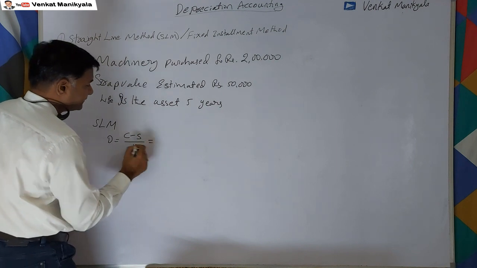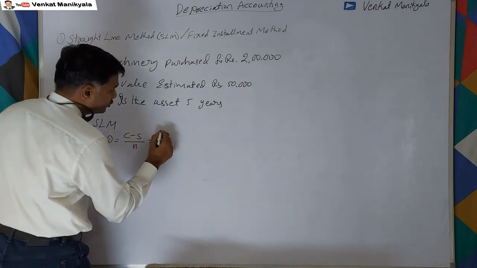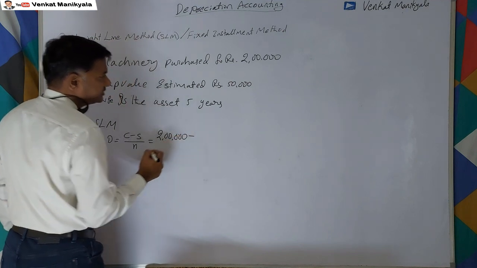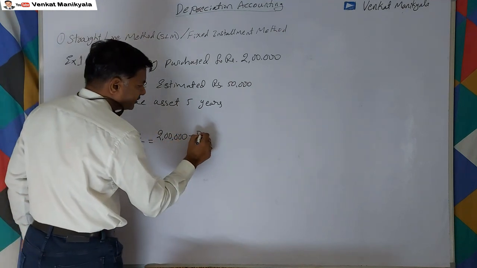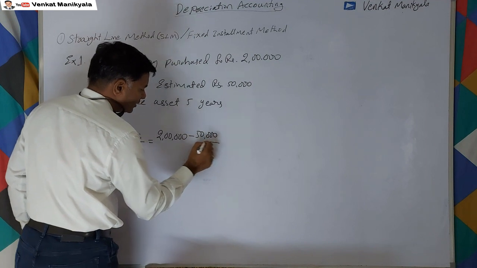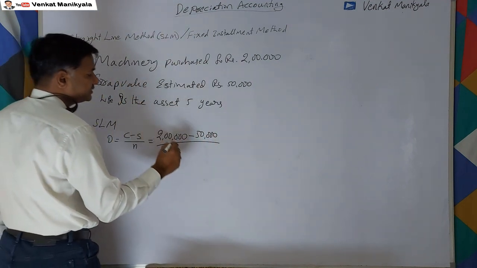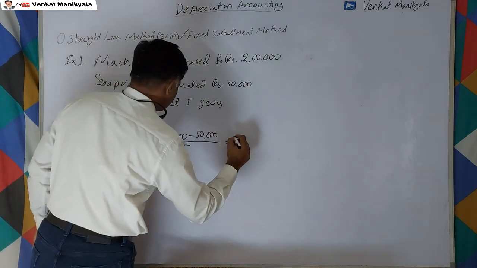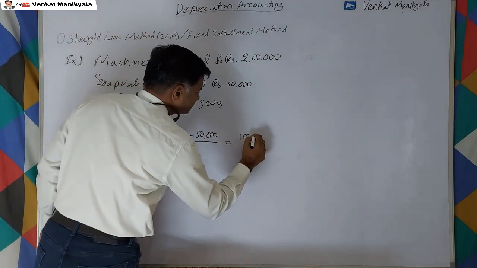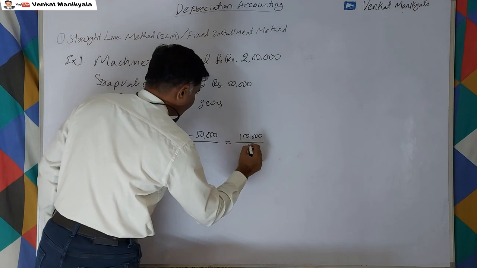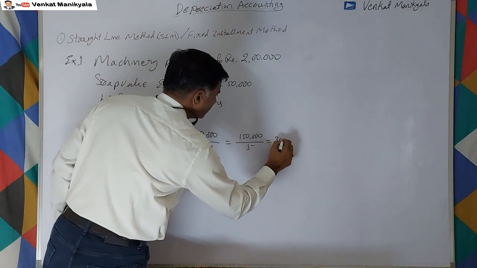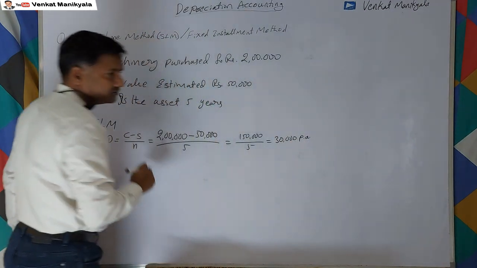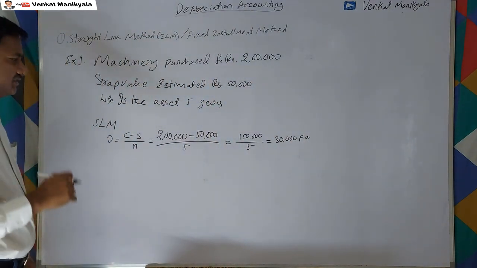So let us see this. The cost value is how much? 2 lakhs. Cost value 2 lakhs minus scrap value 50,000, divided by the number of years of useful life, which is 5 years. So 1,50,000 divided by 5 years is equal to 30,000 per annum. 30,000 per annum is the depreciation.